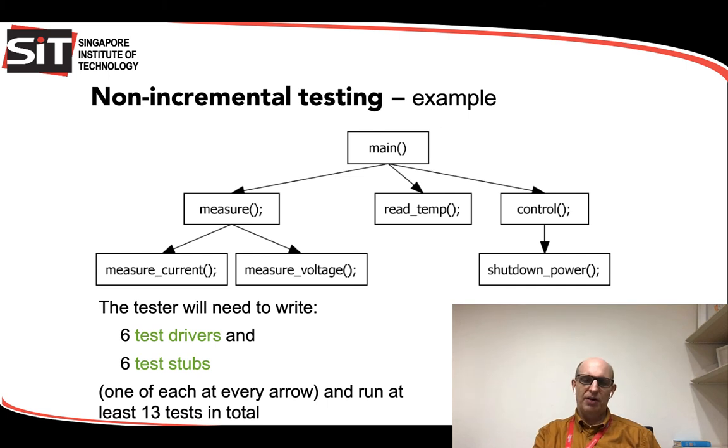One example is shown here. There's a main function and there's three sub-functions. And each of those three sub-functions can call something else. Two of them are calling functions shown here. And in this case, the test is going to need to write six test drivers and six test stubs.